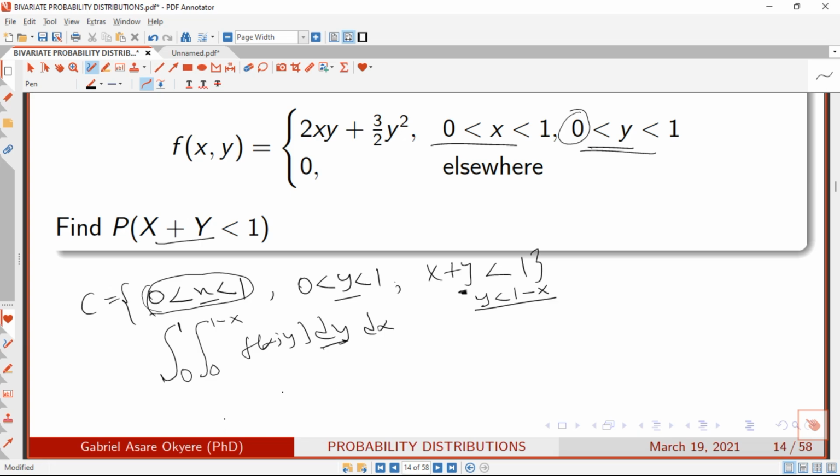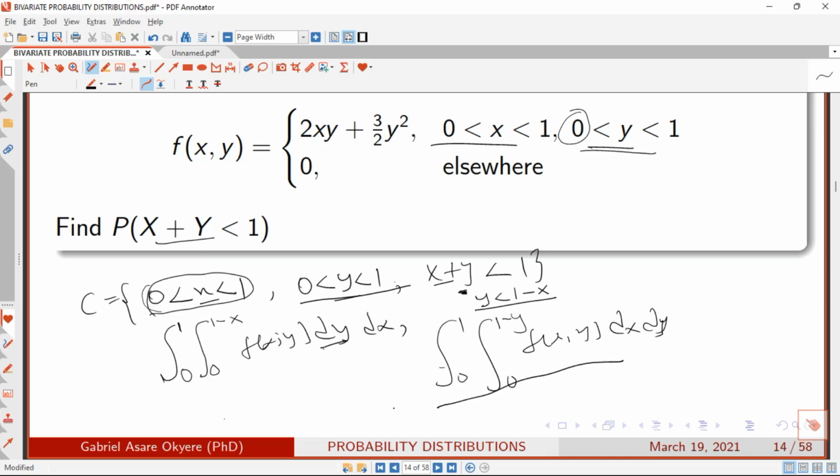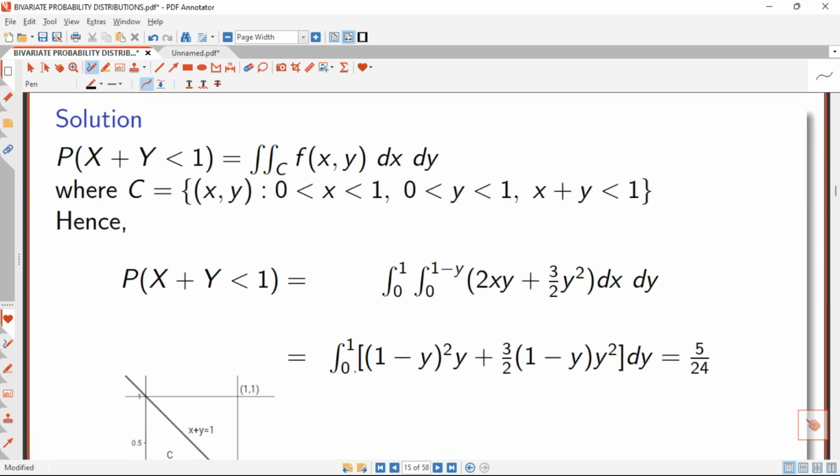We can also solve it this way. You can choose y to come first and make x the subject. So we integrate from 0 to 1 of the integral from 0 to 1 minus y of f of x, y dx dy. With these two possibilities you get the same answer, but I have the solutions on the slides, so let's go there to make our work very simple.